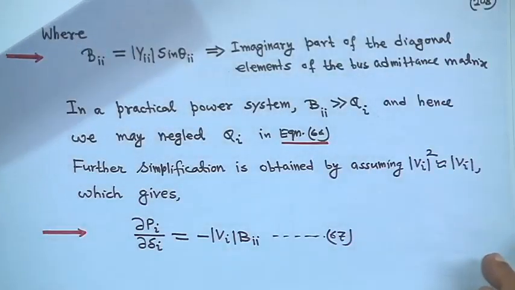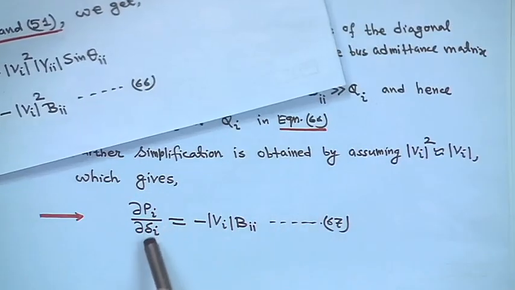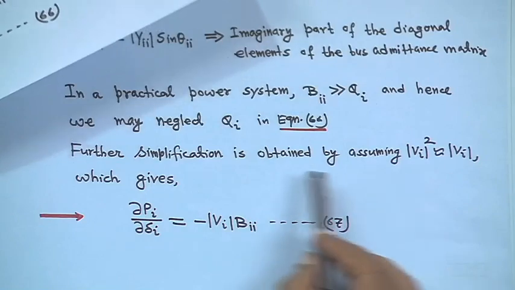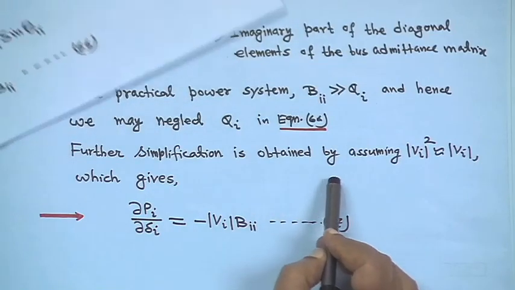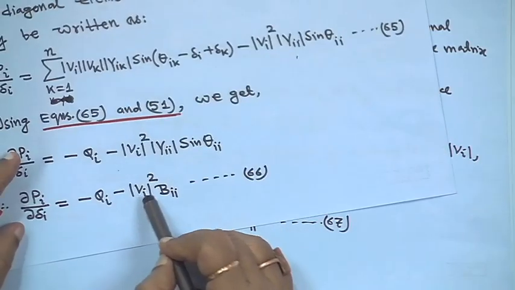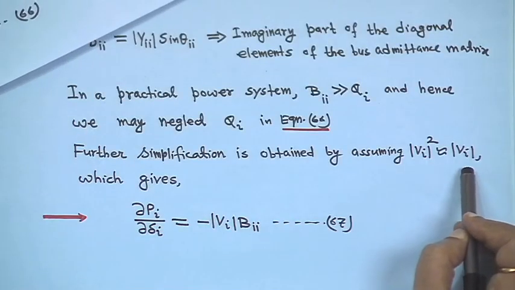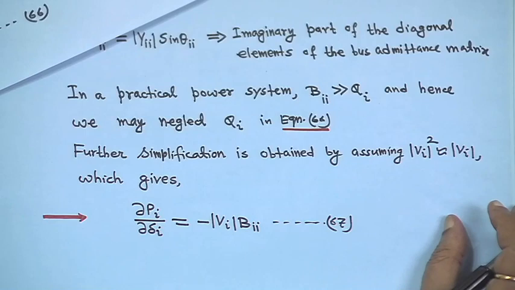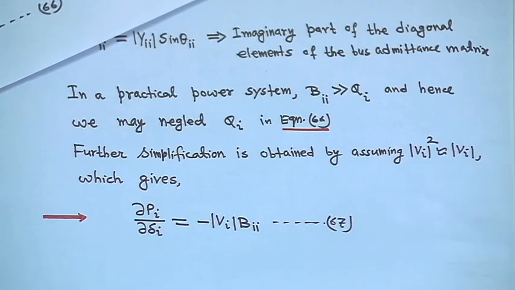If you do so, then delta Pi upon delta I, and another assumption we are making is that this V I square is approximately equal to V I, because voltages are in the close vicinity of 1 per unit, because the slack bus voltage we are taking as 1.